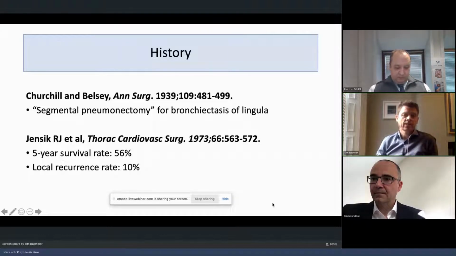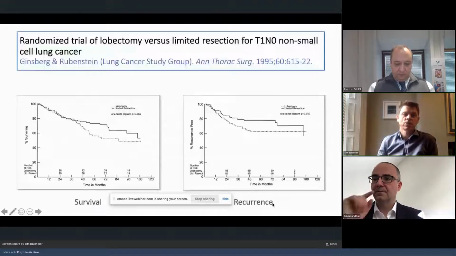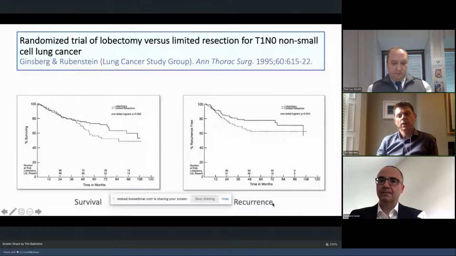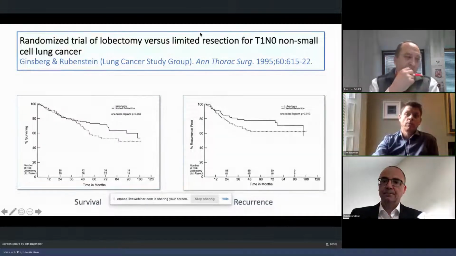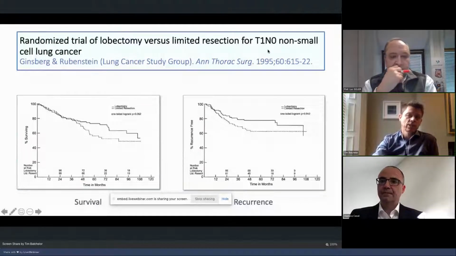And there are a number of case series, including this large one from Gensic, demonstrating a 5-year survival rate of 56%, but a fairly high local recurrence rate of 10% for segmentectomy operations. And so things were going along nicely, but it was felt that there should be a randomized controlled trial, and we're all familiar with the Ginsberg paper from the Lung Cancer Study Group, which randomized patients into lobectomy or segment or wedge resection for their early stage lung cancer, and looking at survival out at 5 years.